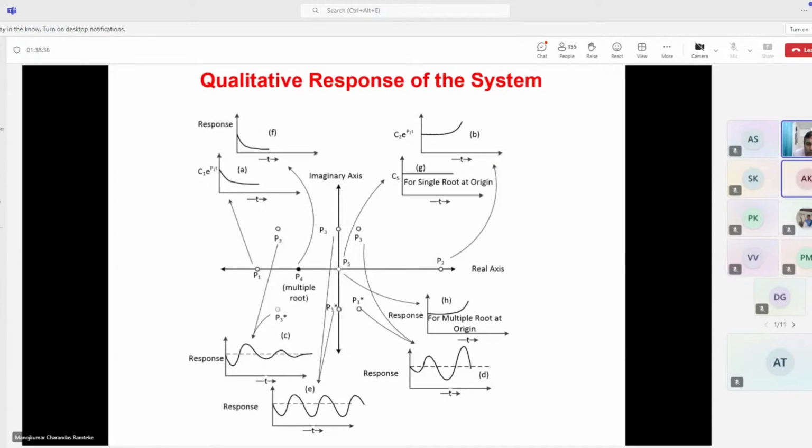Now, what type of response do we get when the roots are located here, at the imaginary axis? We get a sustained sine wave. See, this is the sustained sine wave. Sine wave is not dying out. Let's say I am having the roots here. In that case, the sine wave is dying out with time. I am getting a sustained sine wave only when my roots are located on the imaginary axis. Isn't it?